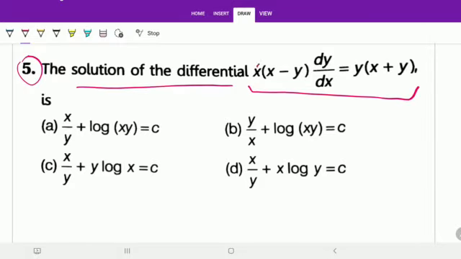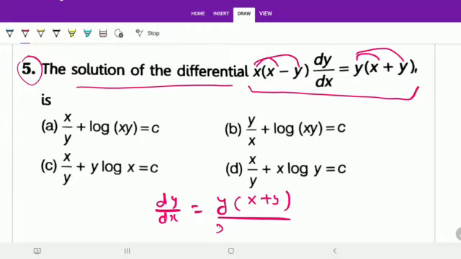The differential equation question has x, x square, xy, y square, which clearly gives an indication that this is going to be a homogeneous differential equation. So I just write the equation. We keep dy by dx on one side, everything else on the other side. That's how we solve all homogeneous differential equations.